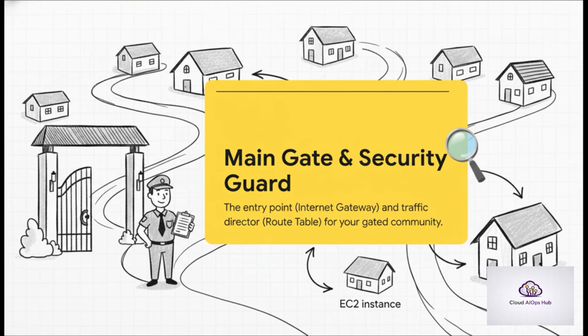Okay, so how do deliveries even get into this community? Well, there's only one way in and one way out, the main gate. That's our internet gateway. And standing at that gate, you've got a security guard. This guard has a map, a directory. They know exactly where everything is. That's our route table. Its job is to look at incoming traffic and say, you're going to that house, and points it in the right direction.